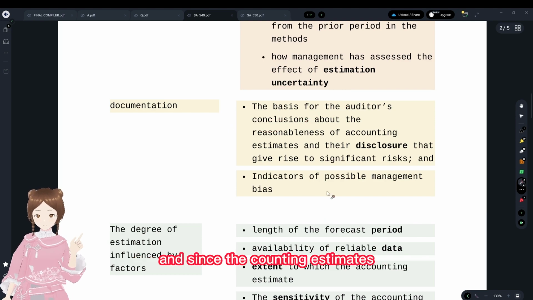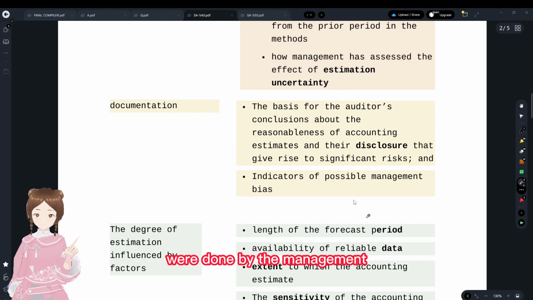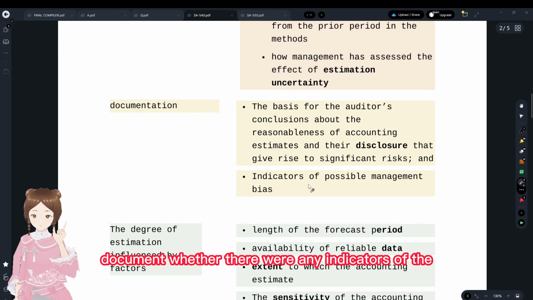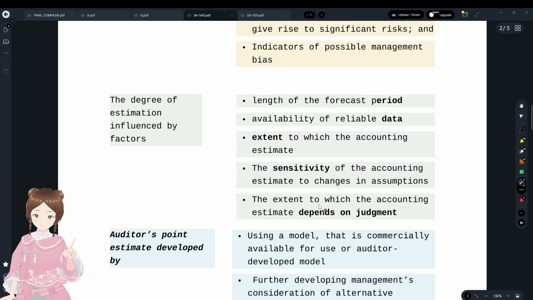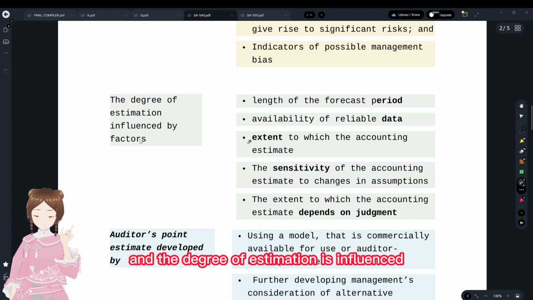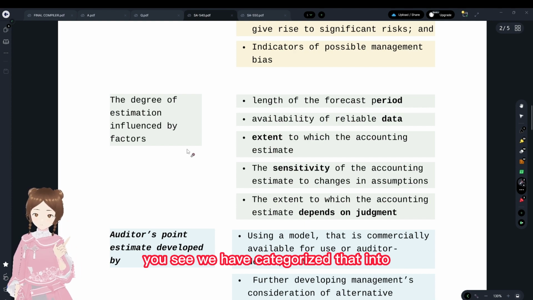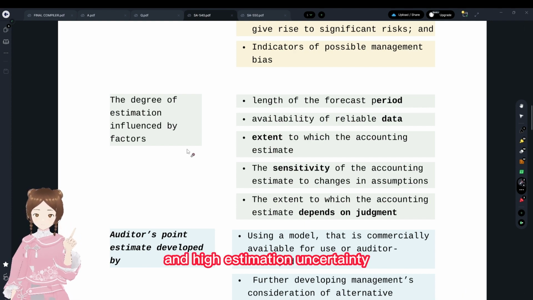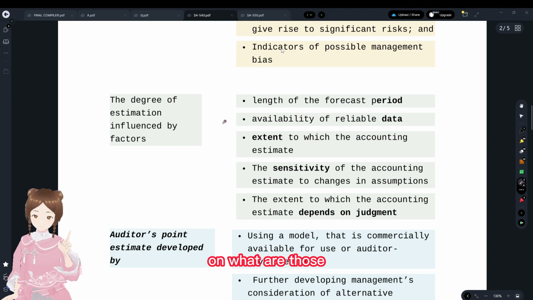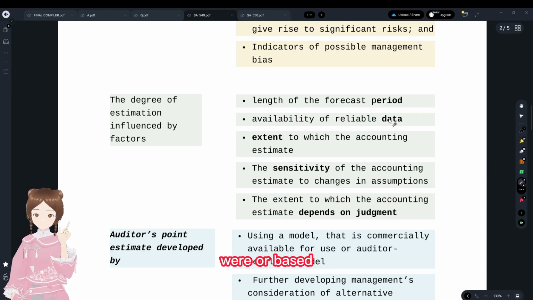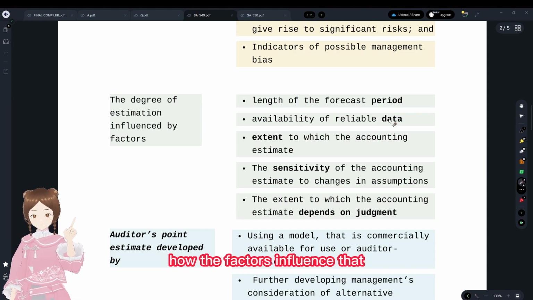And since the accounting estimates were done by the management, he also has to document whether there were any indicators of management bias. And that's it. The degree of estimation uncertainty is influenced by factors. You see, we have categorized that into low estimation uncertainty and high estimation uncertainty. On what were those based, how do the factors influence that?